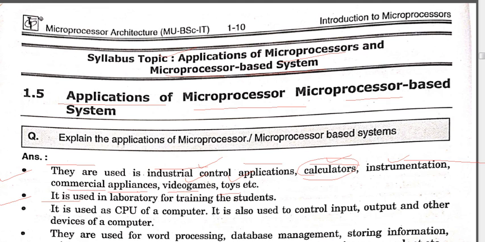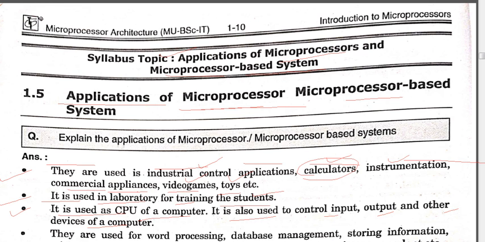Second one, it is used in laboratory for training the student. ठीक है, तो laboratory में student को train करने के लिए और for the practical purpose these microprocessor systems are used. It is used as a CPU of a computer, so that is the main application. It is also used to control input, output and other devices of a computer.